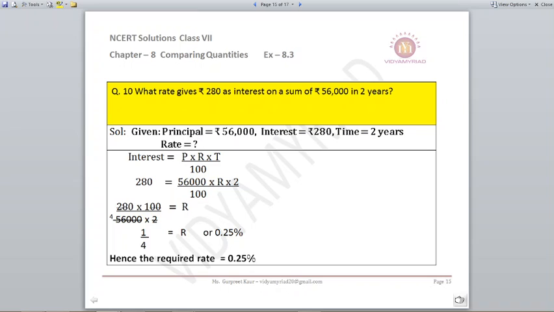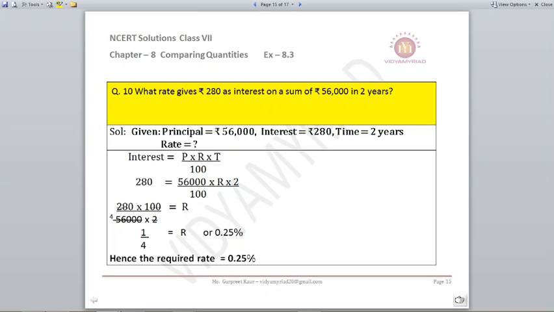Question number 10. What rate gives rupees 280 as interest on a sum of rupees 56,000 in 2 years? What rate means we need to find out R, which is not given to us. We are told the principal, we are given the interest, we are given the time. Let us put into the formula. How much is the interest? 280 given. How much is P? 56,000. Rate we don't know, so we will write it as R only. Time given to us is 2 years divided by 100.